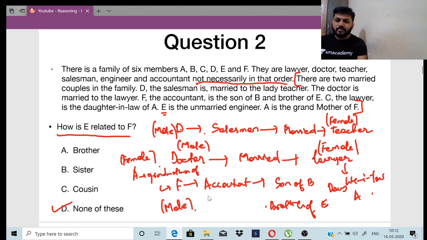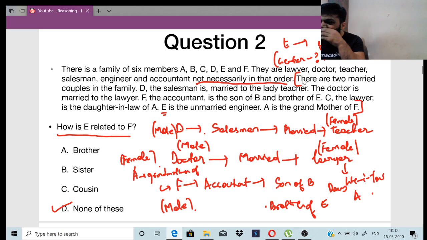I know D as male. I know the doctor as male. I know A as female. I know F as male. The lawyer is female. The teacher is female. E is an engineer, but the gender of E I do not know. So if you don't know the gender, how can you find the blood relation?